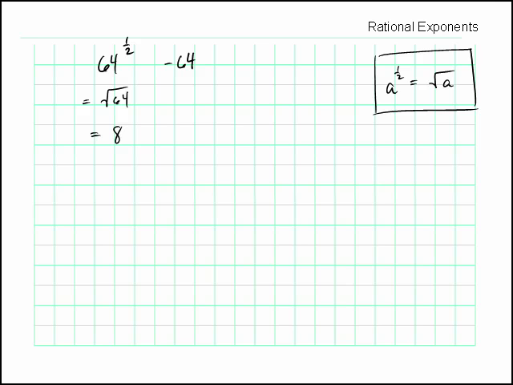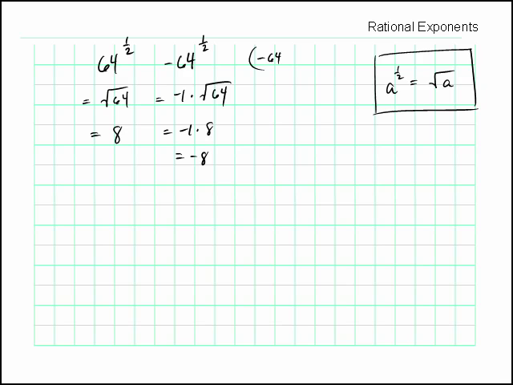Negative 64 to the 1/2 power. The negative sign is on the outside, so this is negative 1 times the square root of 64, which is negative 1 times 8, negative 8.